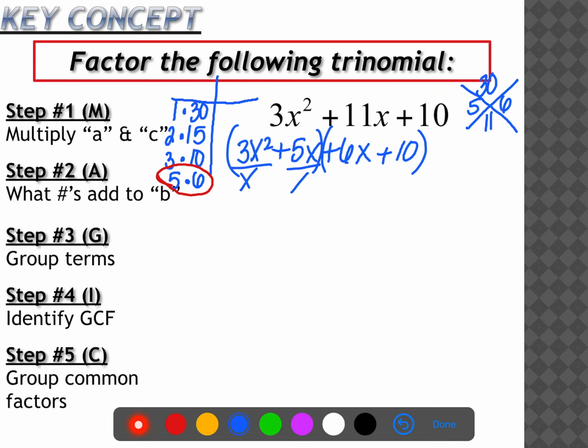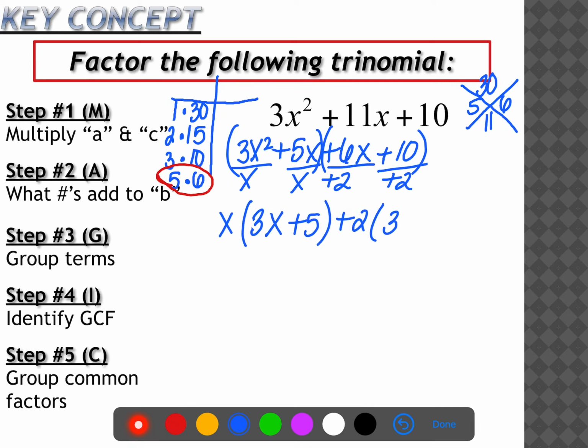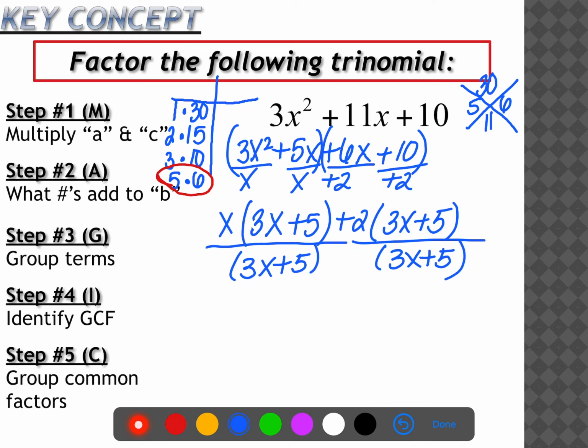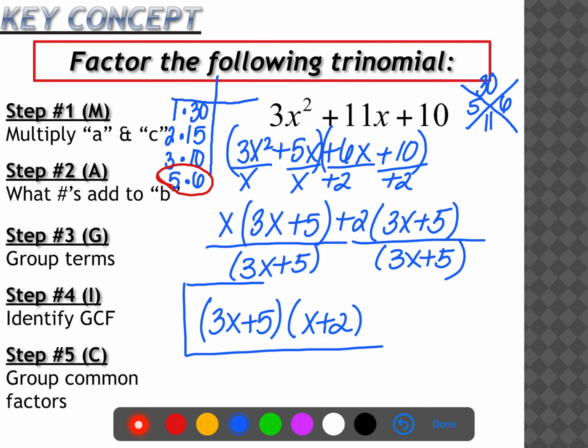All right, so now we just group. I'm going to take an x and a plus 2. All right, my parentheses match. Good for us. Final answer. Okay, hopefully with each problem that we're doing here, you're getting a little bit more fluid with the method.